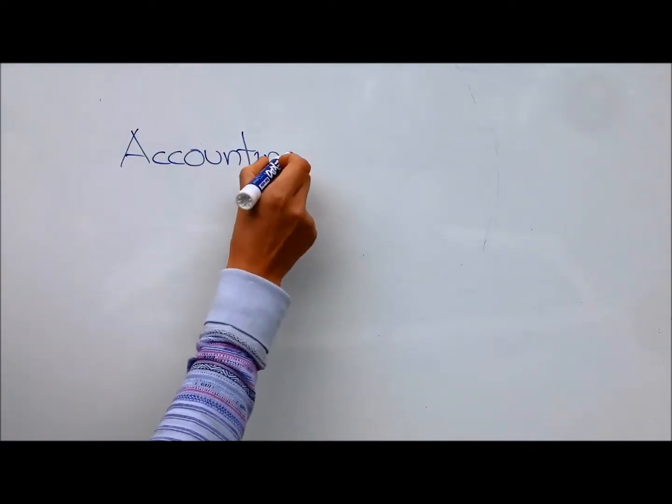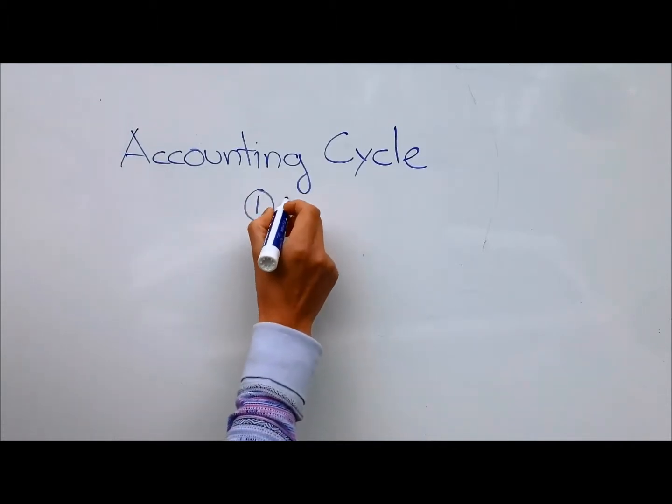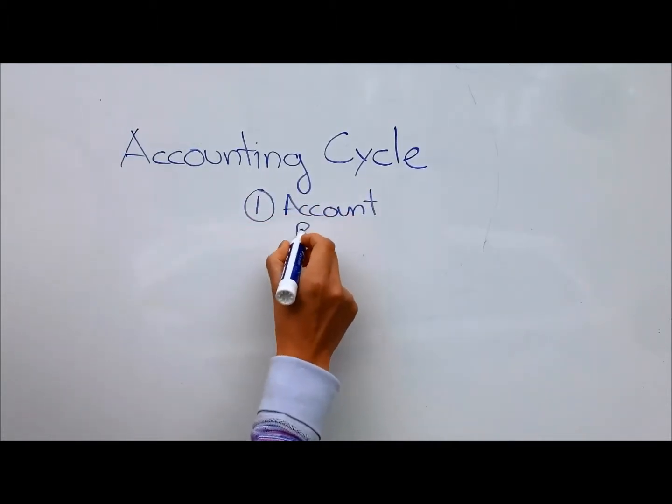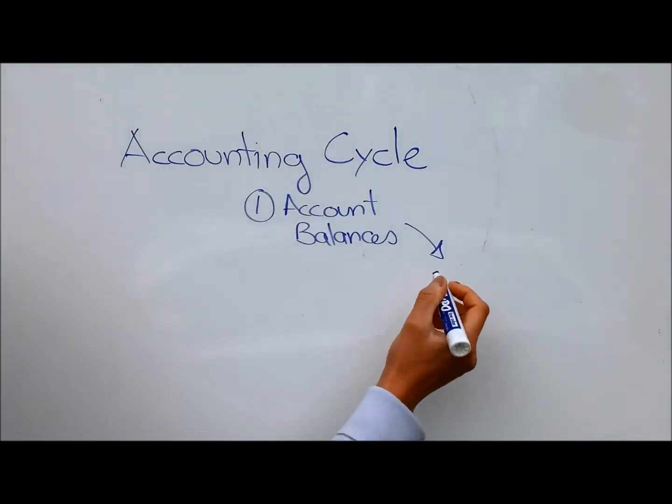This concludes the first 2 steps of the accounting cycle video. Step 1, creation and balancing accounts. And step 2, analyzing and journalizing transactions.